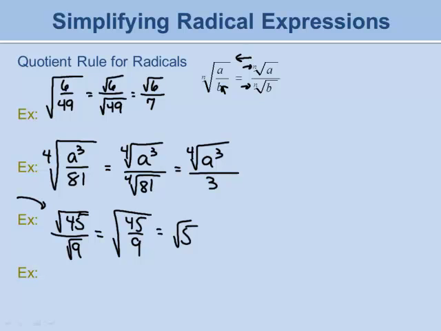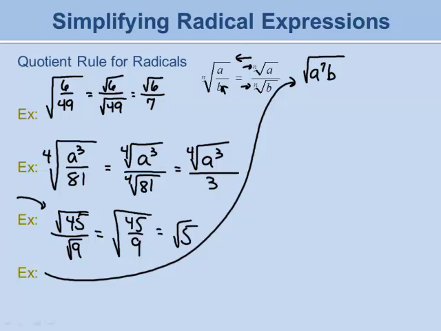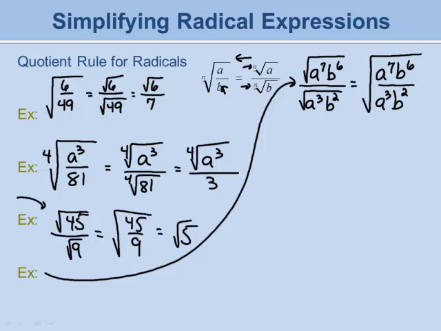Okay, so this fourth example, let's look at this. And I'm going to bring it up here. We're going to look at the square root of a to the 7th, b to the 6th, divided by the square root of a cubed, b squared. Okay, right now there's separate square root symbols in both the numerator and the denominator. What we're going to do is write that entire fraction under one radical sign, at least initially, to see if that helps us simplify some of those individual factors.